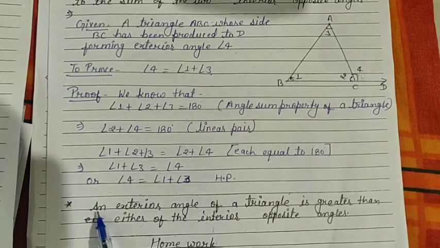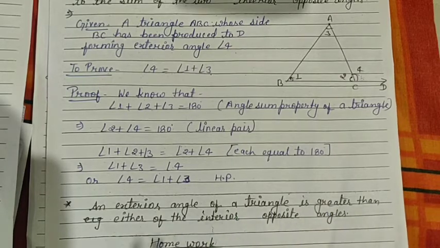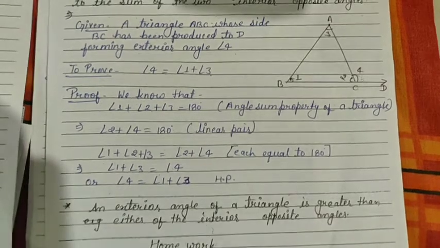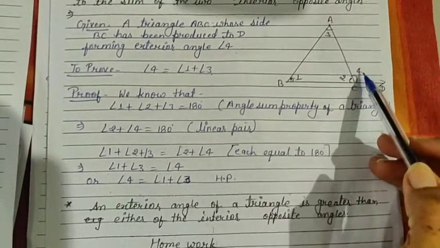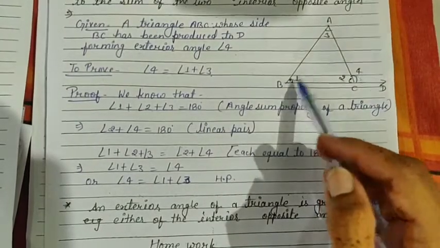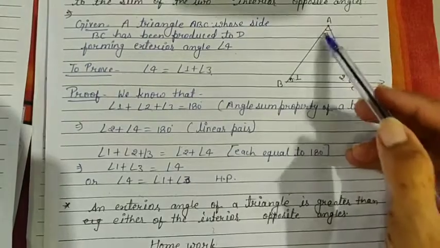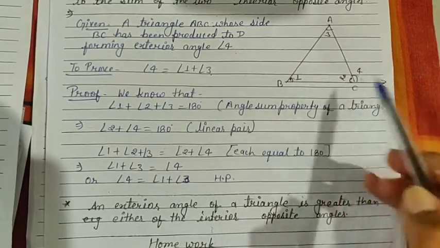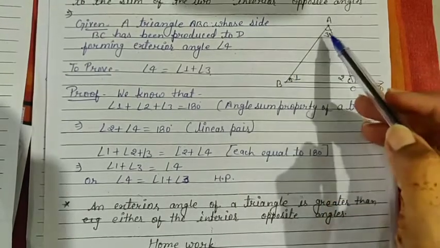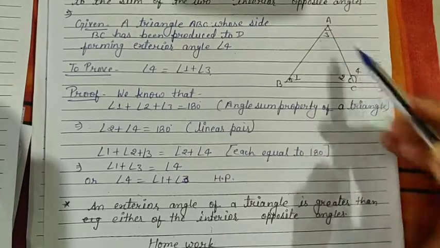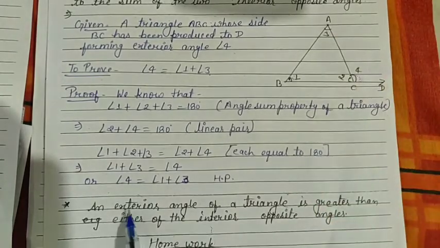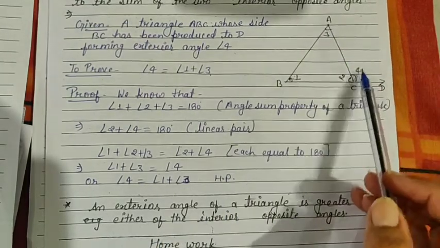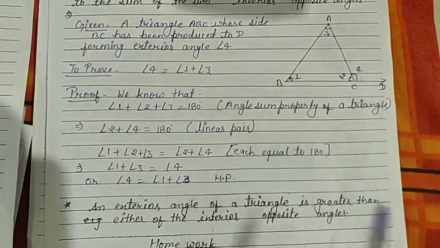This is a very important thing. An exterior angle of a triangle is greater than either of the interior opposite angles. It means this is the exterior angle, and it will be greater than this angle and this angle, not the sum of these two angles. The sum of these two opposite interior angles will always equal angle 4. But angle 4 is always greater than angle 1, and angle 4 is always greater than angle 3. It means an exterior angle of a triangle is greater than either of the interior opposite angles. So angle 4 is greater than angle 1 and angle 4 is greater than angle 3.